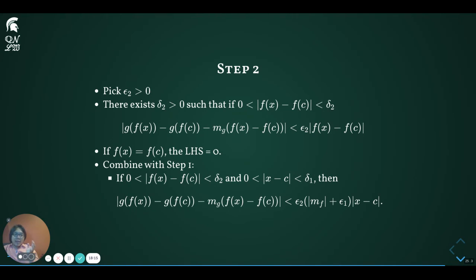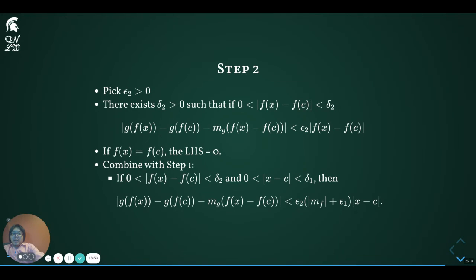We make a passing remark that when f of x equals f of c, the left-hand side of the inequality is 0. So even though the inequality only kicks in when f of x and f of c are not equal, we in fact also have good control of the difference when f of x and f of c are equal. So when f of x and f of c are equal, there shouldn't be a terrible problem.